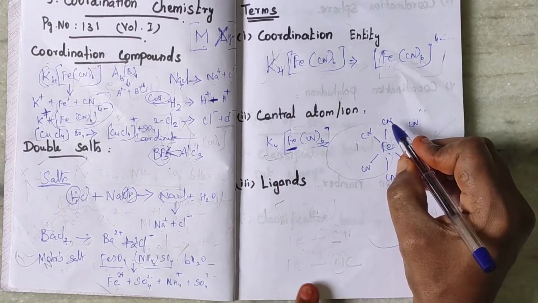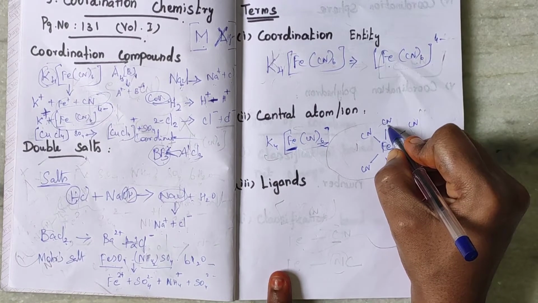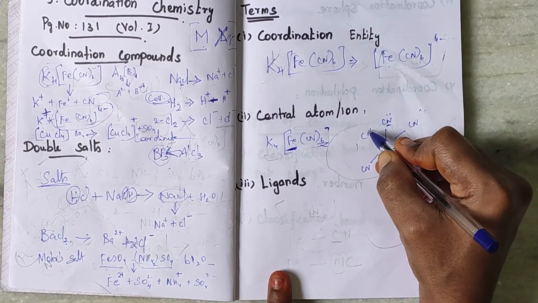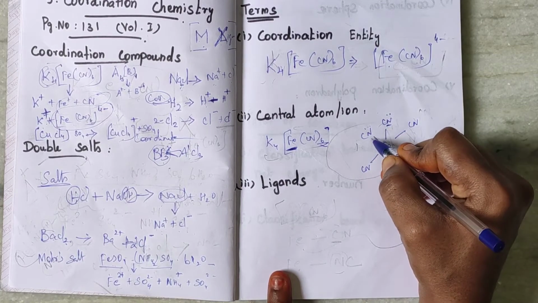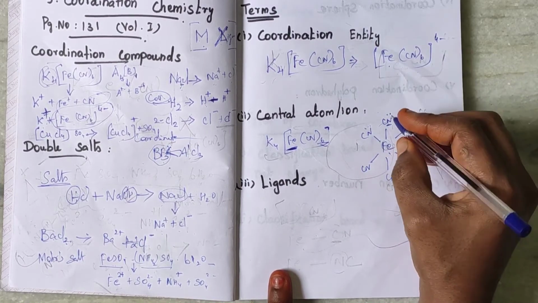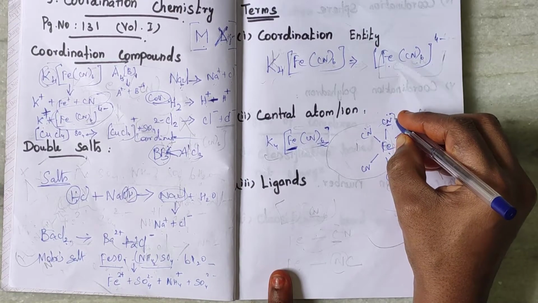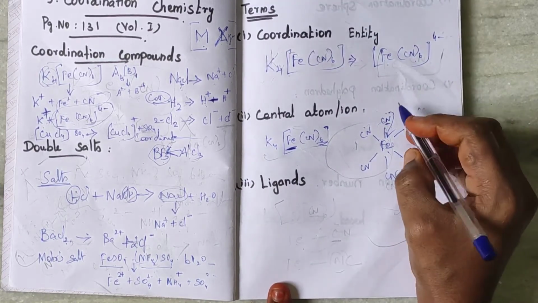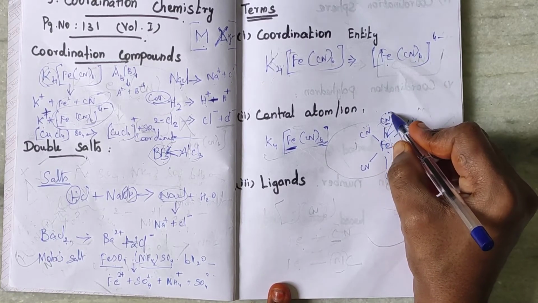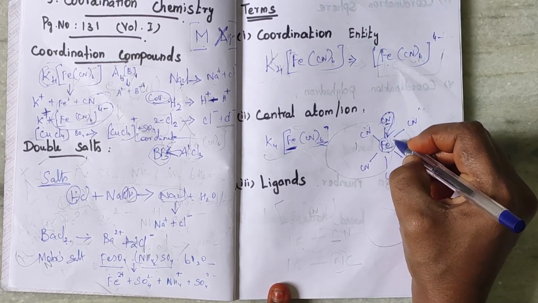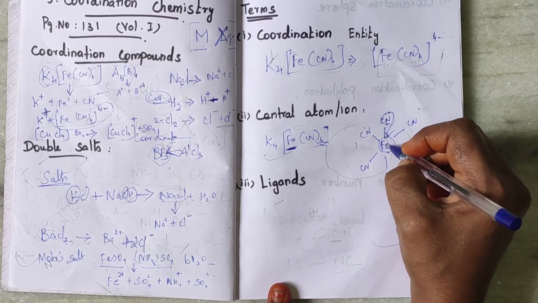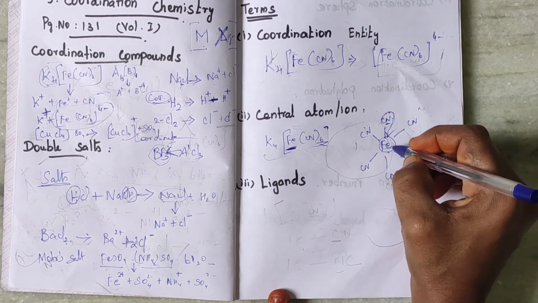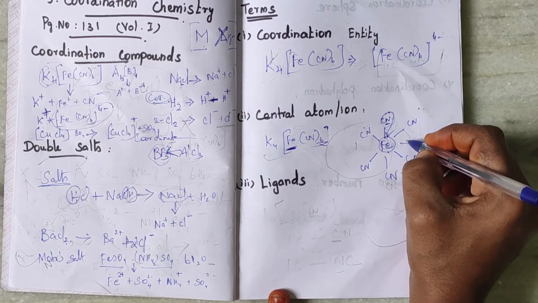Here the cyanide has a nitrogen atom. This nitrogen has one lone pair of electrons. So each cyanide consists of one lone pair of electrons. This lone pair of electrons is donated to the metal atom. So here the cyanide is the donor and the metal atom is the acceptor. It accepts the electron from cyanide ions. Because it accepts the electron, that's called Lewis acid.